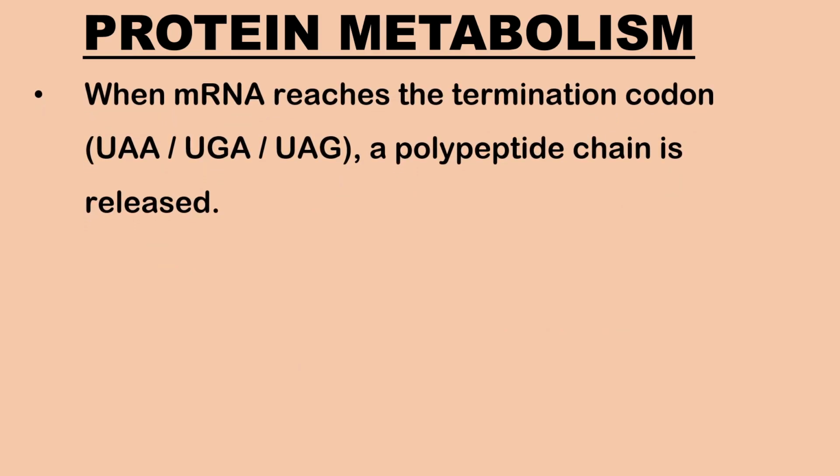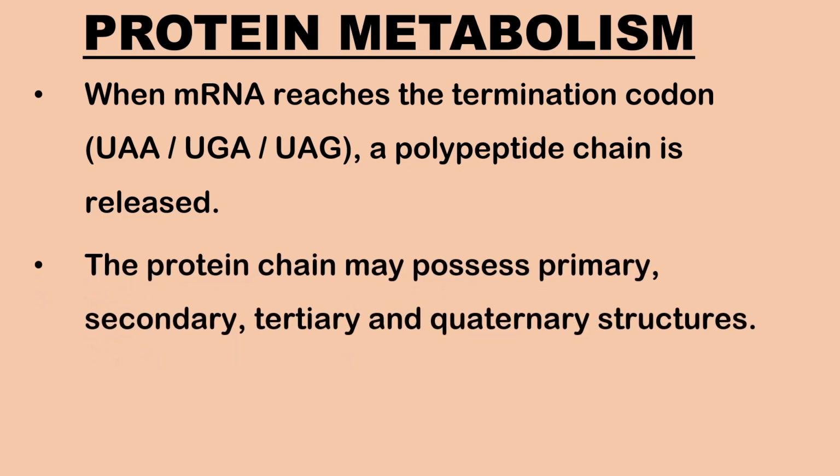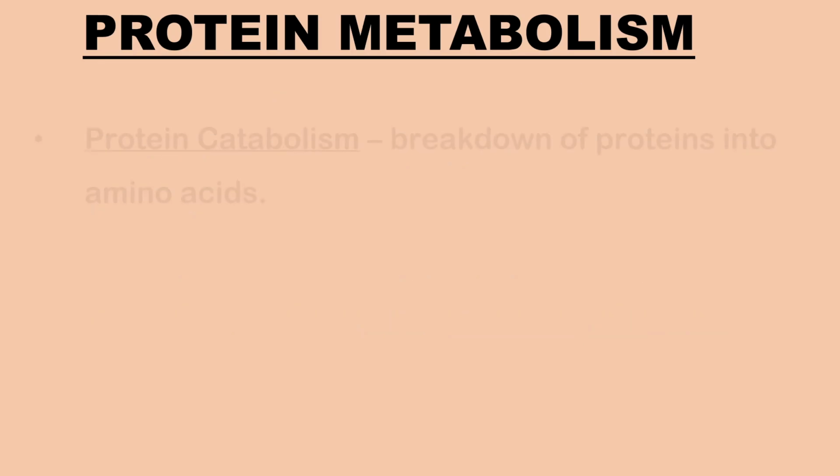When the messenger RNA reaches the termination codon UAA, UGA or UAG, a complete polypeptide chain is released along with a free transfer RNA molecule. The released polypeptide chain possesses its primary structure. Some portions have secondary structure in the form of an alpha helix. The protein chain may form tertiary and quaternary structures.